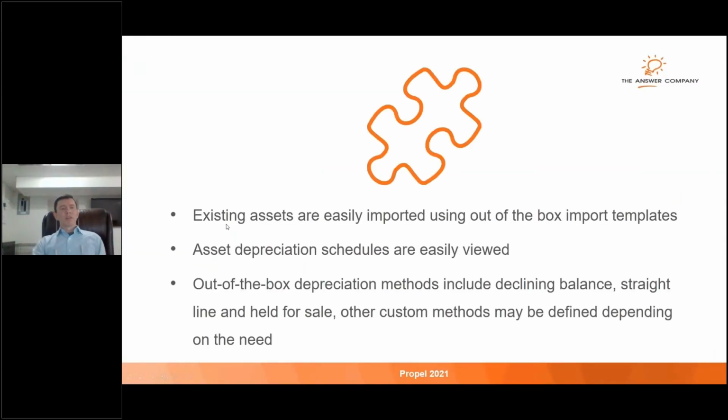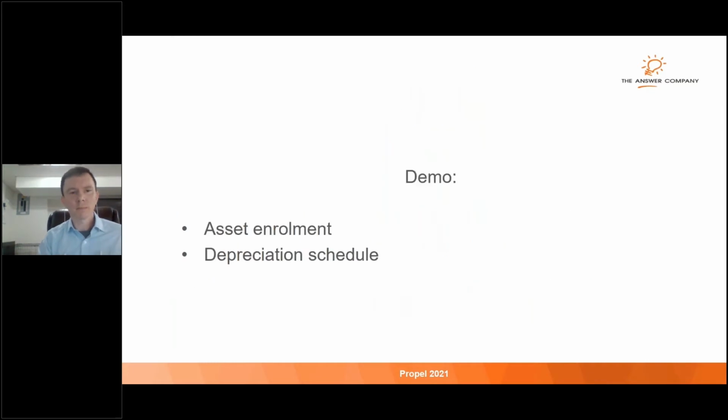Just to note that your existing assets can be easily imported with the Sage out-of-the-box templates. When we get to it, we're going to look at the asset depreciation schedules. And just to note that the out-of-the-box depreciation methods are just as you expect. We've got a declining balance and a straight line. There's also a held for sale depreciation method that won't depreciate if that's a need in your environment. And there is the opportunity to specify other custom methods depending upon what you need.